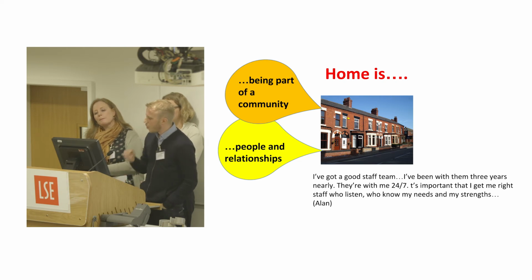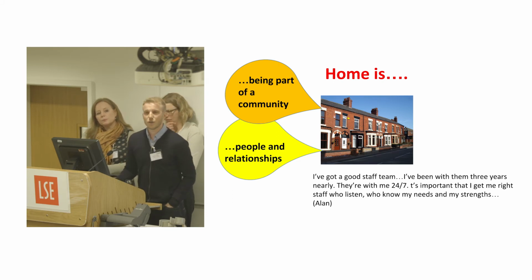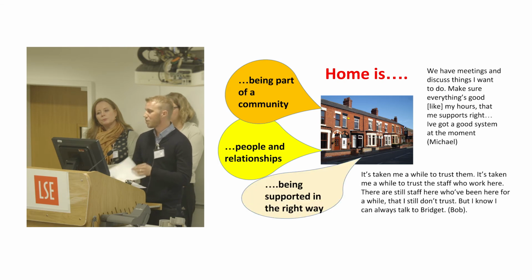Whereas for someone like Bob, it was about having a key member of staff who could support them in the right way. They didn't necessarily click with every single member of staff, but having that one key person they could trust, that fitted their needs. And this really links to feeling secure and content. So home is feeling secure and content for a lot of people, as it is for me in the last year, moving into my house.